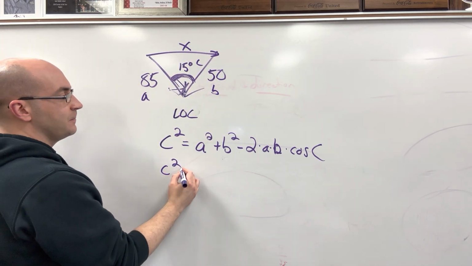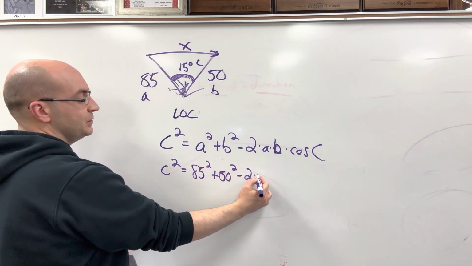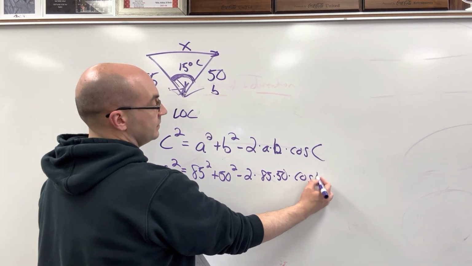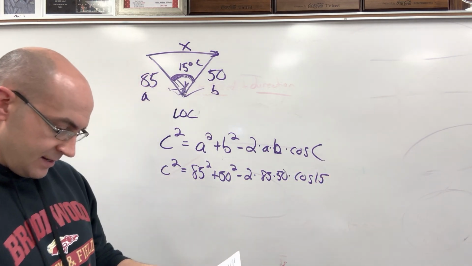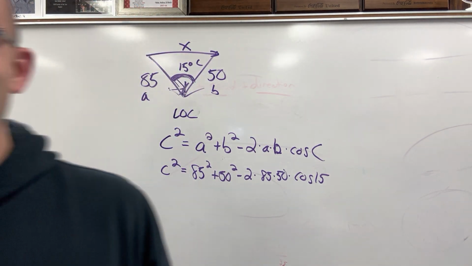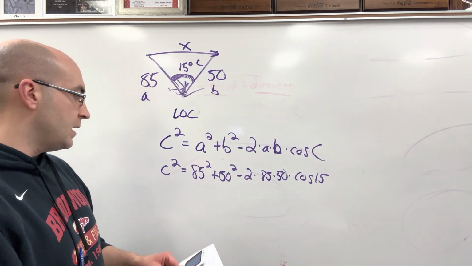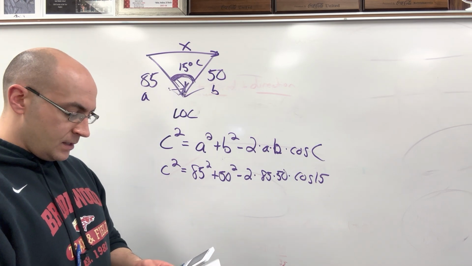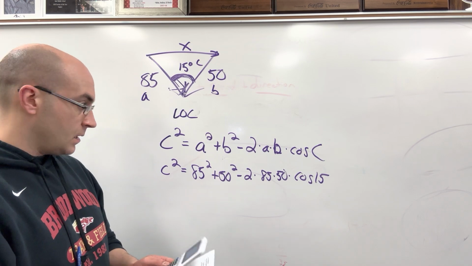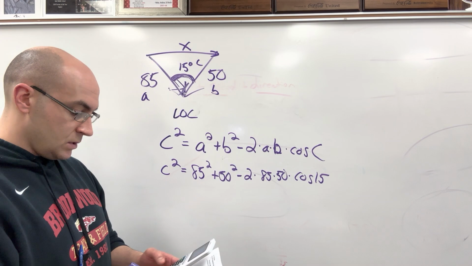So we'll do c squared equals 85 squared plus 50 squared minus 2 times 85 times 50 times cosine of 15. Now, I think I had done that one. No, I didn't do that one either. I'm terrible. Aren't you happy you've spent 14 minutes with me? Okay, so we're just going to put this whole thing in the calculator. And remember, we're going to have to take the square root at the end. So 85 squared plus 50 squared minus 2 times 85 times 50 times cosine 15.